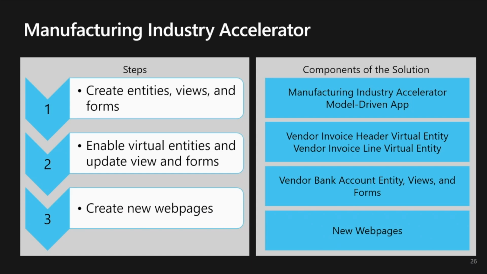I do create a new main form in the demonstration to show you how you can create that form and then go add it into your web page. So the components of the solution, in my demonstration, I'm only showing the vendor bank account entity, but you just repeat the steps to do that for the vendor invoice. If you want to see how I created the vendor invoice on part 6, the previous session, I encourage you to do that. So with that, I'm going to switch over to the demo and walk you through how this works.